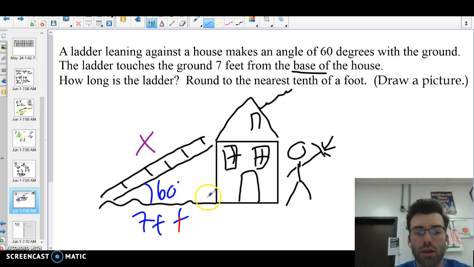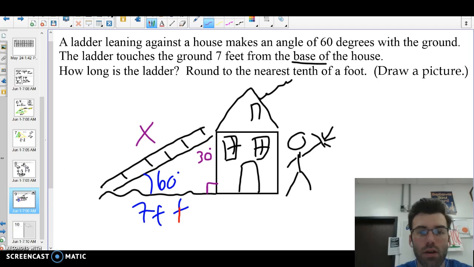Now there's two ways we can do this problem. You can assume this is 90 degrees. So if this is 60, this is 90, then this is 30. So we have a 30, 60, 90 triangle. Remember, in your general case, across from 30 is your x. So that means x is 7. Across from 90 is 2 times x. So that means this has to be 14 feet.